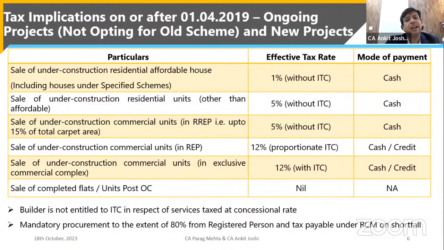And what happens to that? Due to this, the compulsory mode of payment for your GST liability will be cash, since there is no ITC eligibility. However, in case of commercial units which are sold in REP, other than RREP, where the commercial area is more than 15%, in those projects the commercial unit will be considered for a GST rate of 12%, and proportionate ITC will be available.